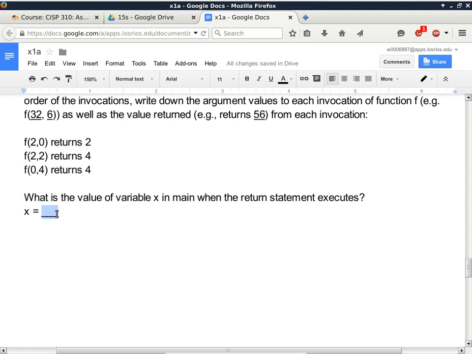So I still have to answer this question. X gets a value of 4, which is the result of the last invocation of f.